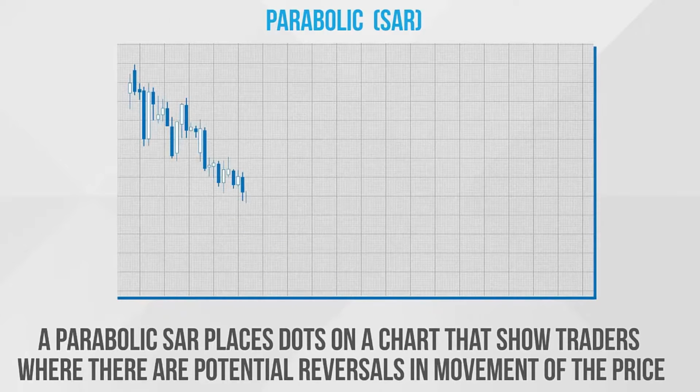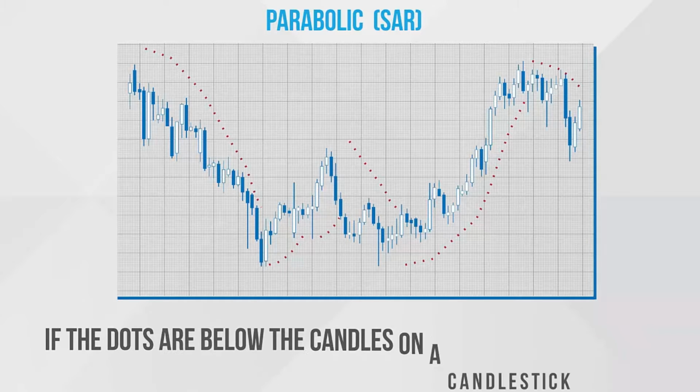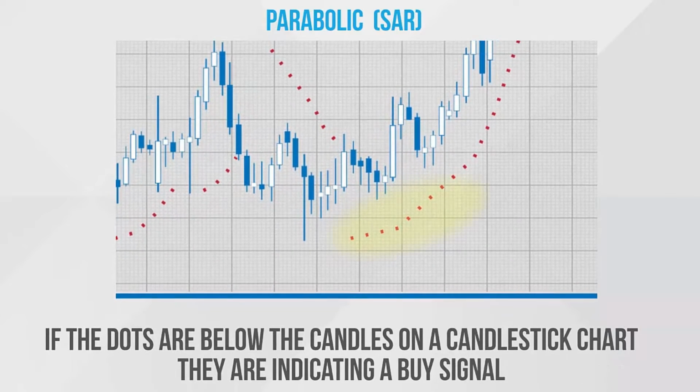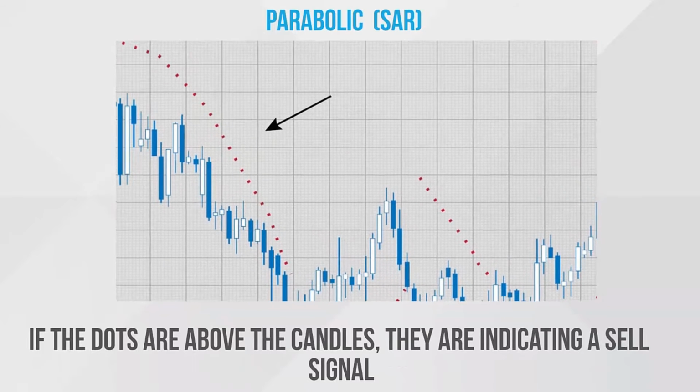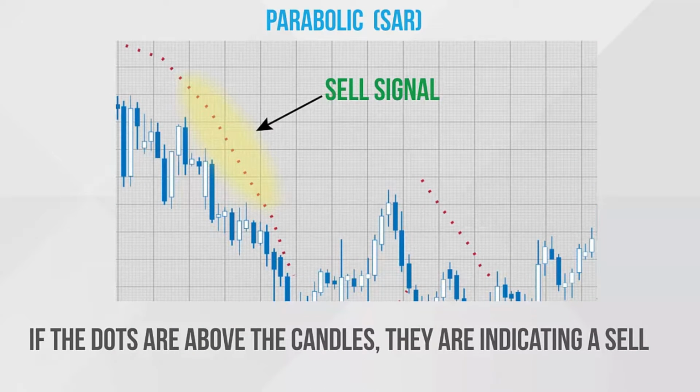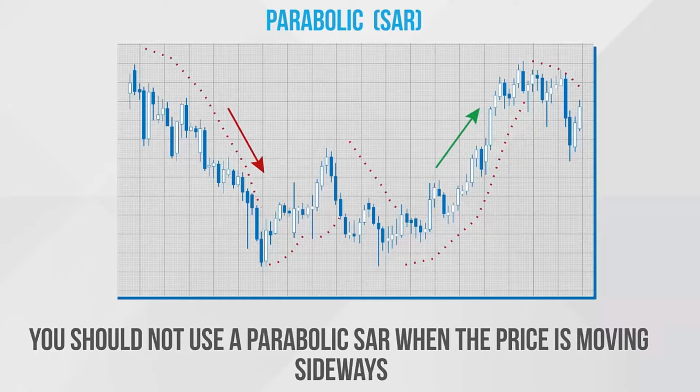A parabolic SAR places dots on a chart that show traders where there are potential reversals in movement of the price. If the dots are below the candles on a candlestick chart, they are indicating a buy signal. If the dots are above the candles, they are indicating a sell signal. This indicator works best in markets that are trending either upward or downward. You should not use a parabolic SAR when the price is moving sideways.